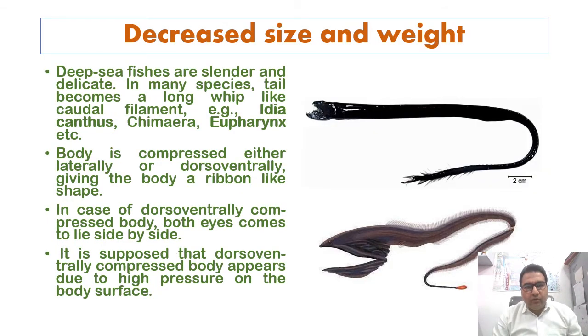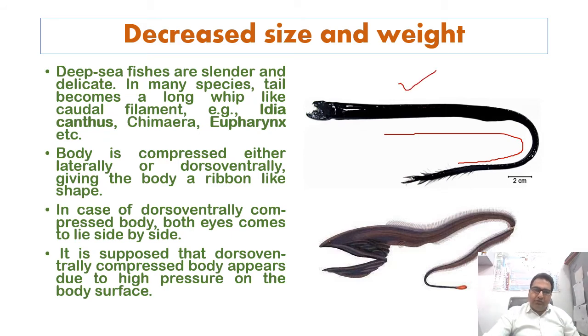Another modification noticed in deep sea fishes is that their size is decreased. They tend to be slender and delicate, and in many species the tail is a long whip-like filament, such as in Eupharynx. In this fish, the body is very much elongated and the caudal fin is whip-like. The body is very much compressed either laterally or dorsoventrally, giving a ribbon-like shape, so as to escape the high pressure as well. This is also one of the reasons.